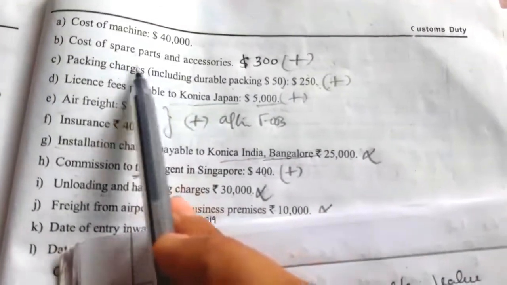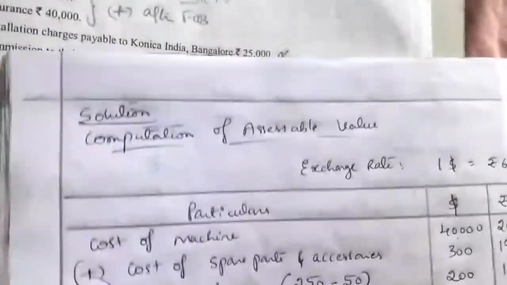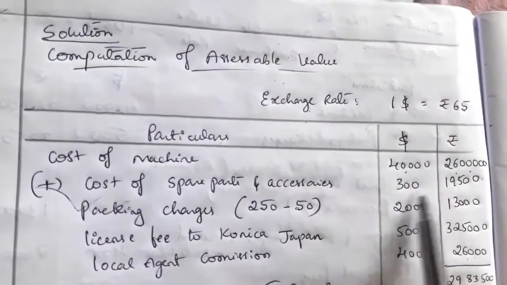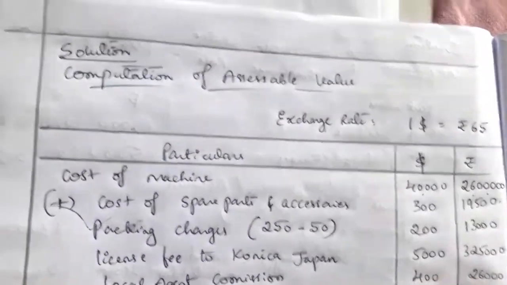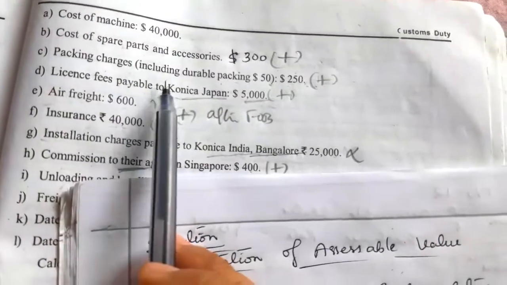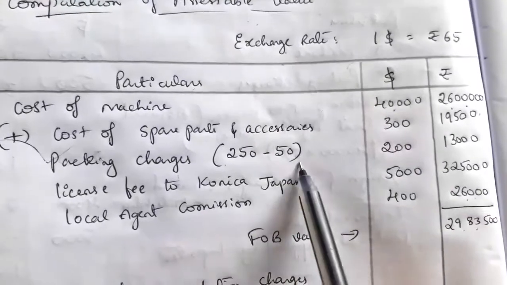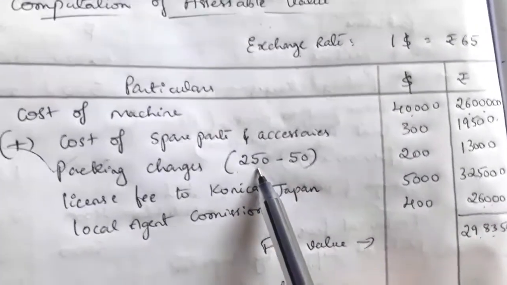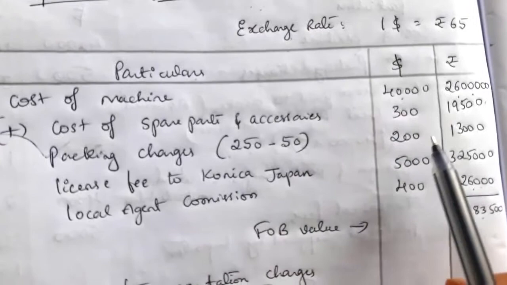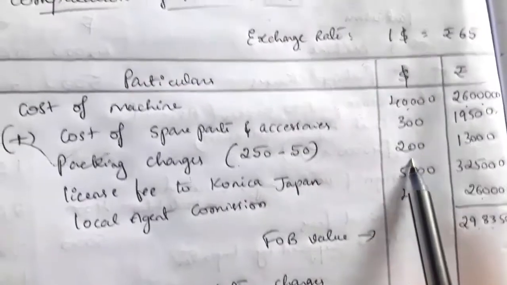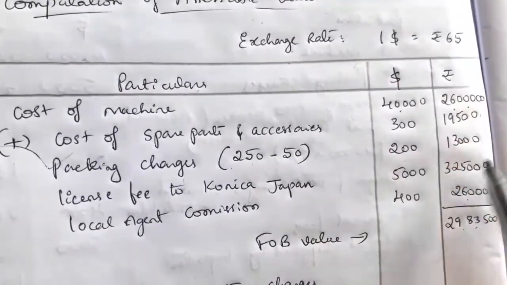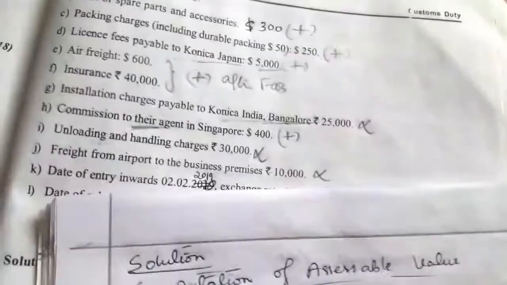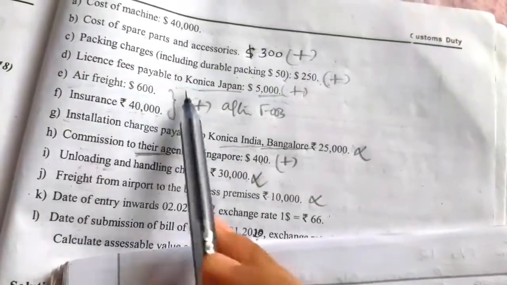Next they have given cost of spare parts and accessories, that is $300. So we have to convert $300 into 65, that is 19,500. Next they have given packing charges including durable packing $50. So in the packing charges we have to exclude the durable packing, only the non-durable packing we have to include, that is 250 minus 50 is equal to 200. Exchange rate 65 is equal to 13,000. Then license fee paid outside India is 5,000 we have to take. Then air freight and insurance we have to take later.